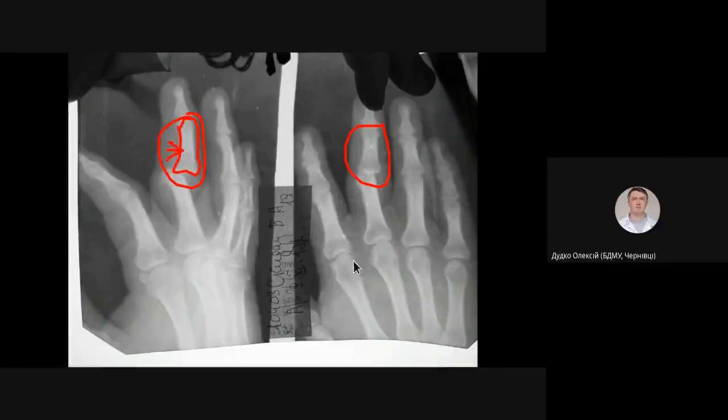So that is a posterior medial dislocation of the middle phalanx of the third finger.